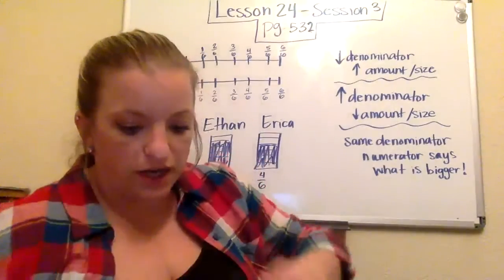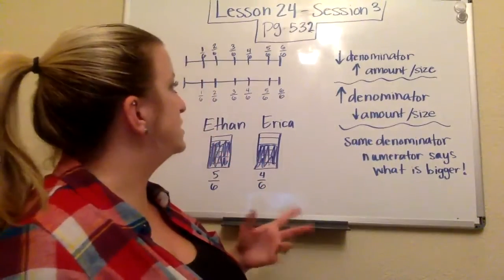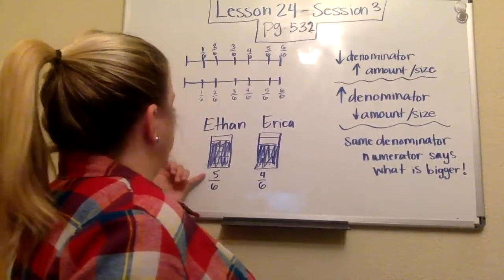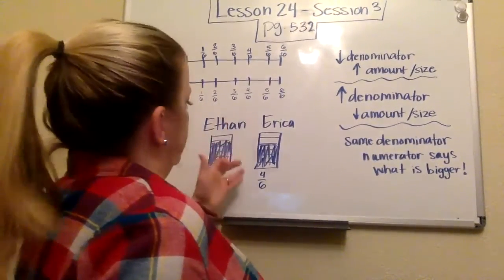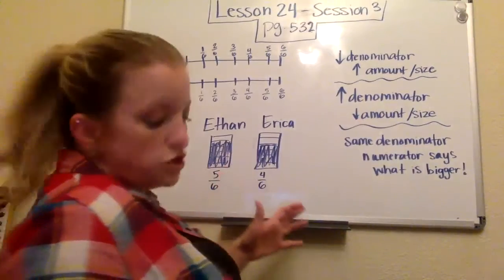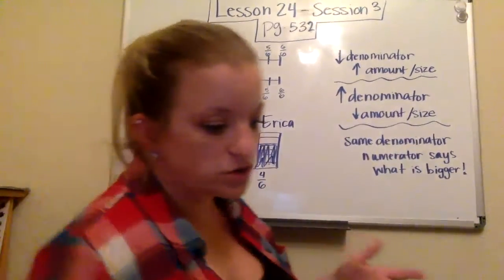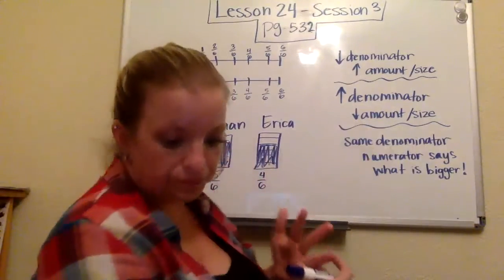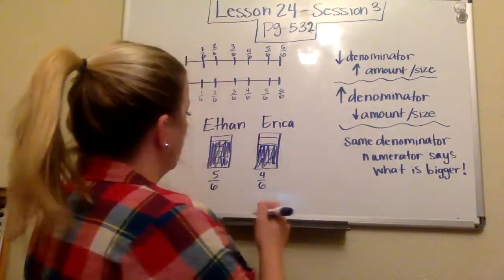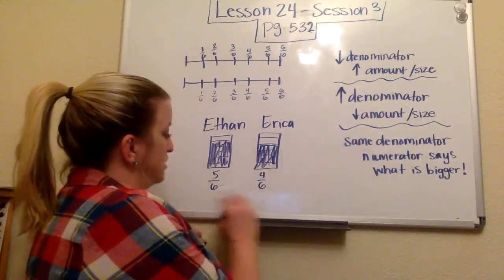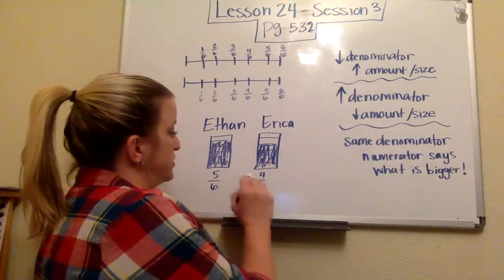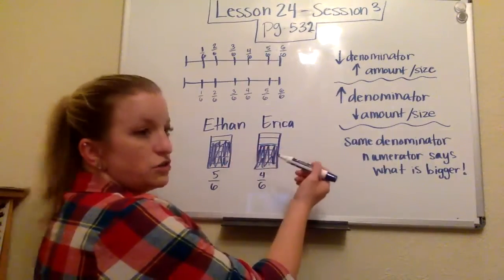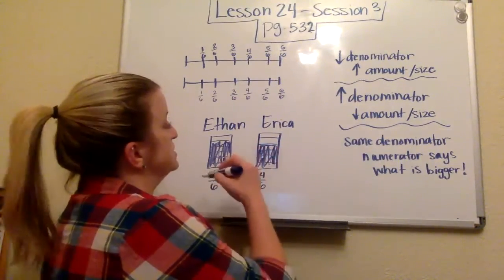So on page 535, we're talking about try it, and it has Ethan and Erica. Ethan has a cup that has 5/6 in it. Erica has a cup that has 4/6 in it. So I drew both models so you could figure out, hopefully, which one works best for you and determine which one is bigger. Who has more juice? Well, from our rule here, if the denominator is the same, whichever numerator is higher is going to be the bigger amount. You have 6 pieces, but Ethan has 5. She only has 4. So Ethan is greater.